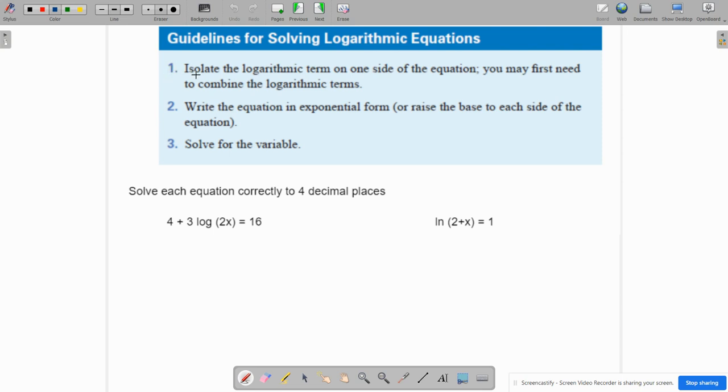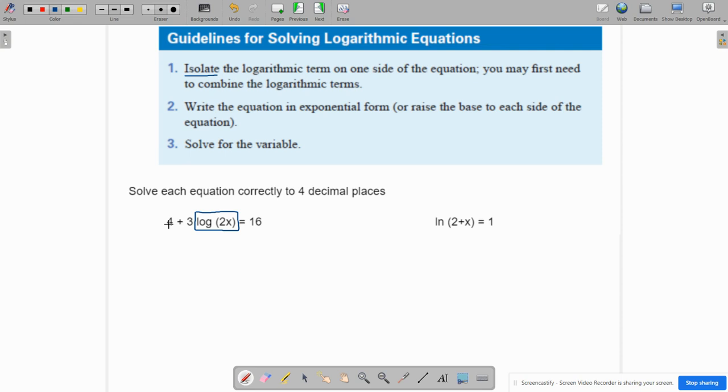So the first step is to isolate the logarithmic term on one side of your equation. In order to do this, sometimes you might have multiple logs within the equation, and you might have to use your laws of logarithms to combine them into a single log. We want to make sure it's isolated though. So whatever your logarithmic term is, it needs to be completely by itself. For example, I can see that the log of 2x is my logarithmic term that I want isolated. Right now, it's being multiplied by 3 and then adding 4, so I need to get that by itself.